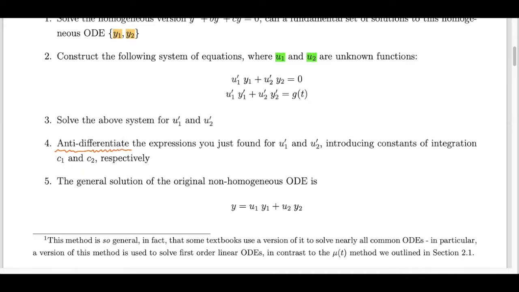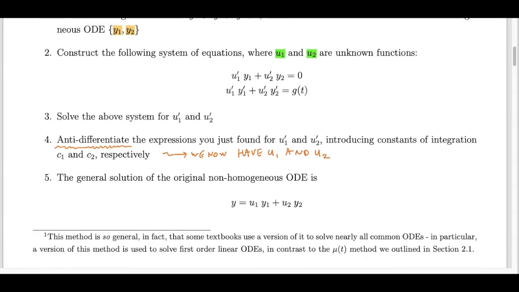So once I'm done with step 4, I have my u1 and u2. What's the purpose of these two functions? What role do they play in our general solution? Step 5 clarifies this. We build the general solution to our original non-homogeneous ODE by simply multiplying u1 by y1 and then adding u2 times y2.